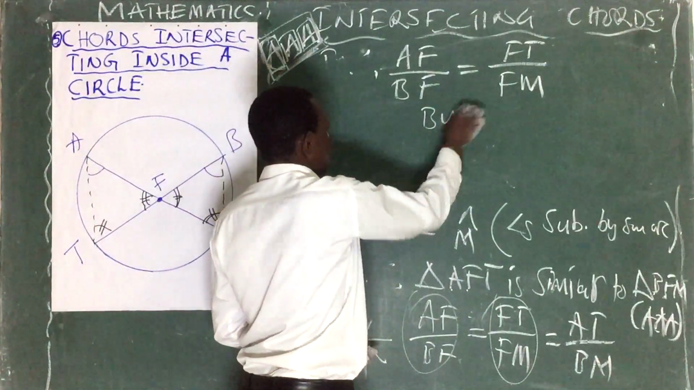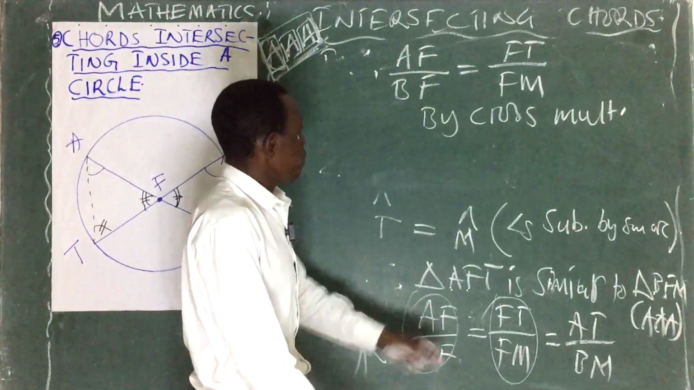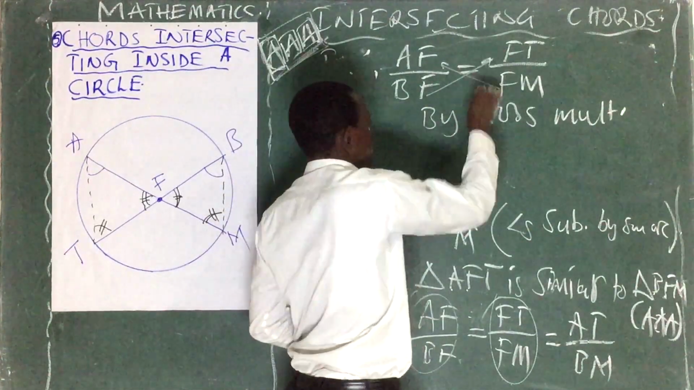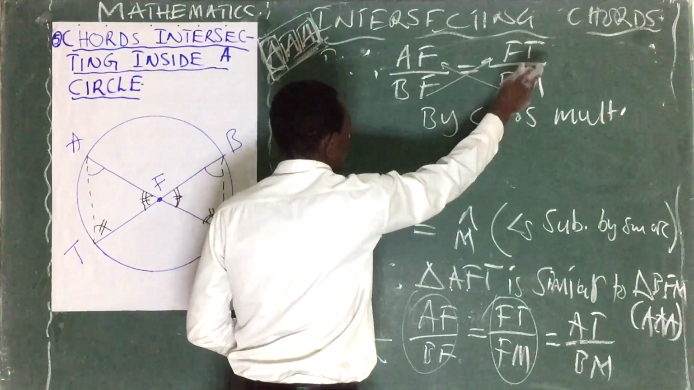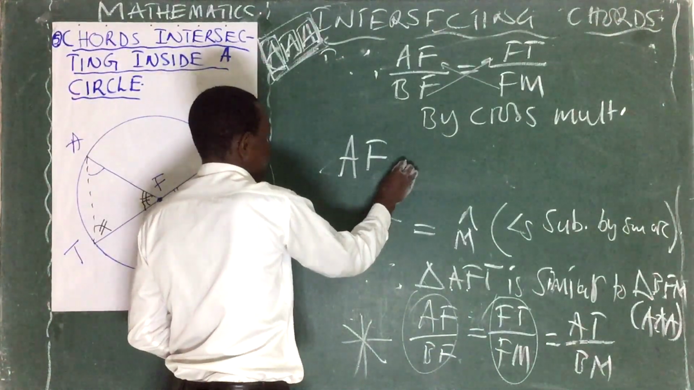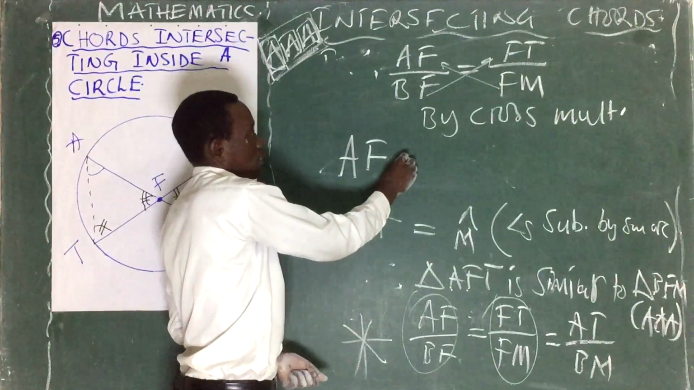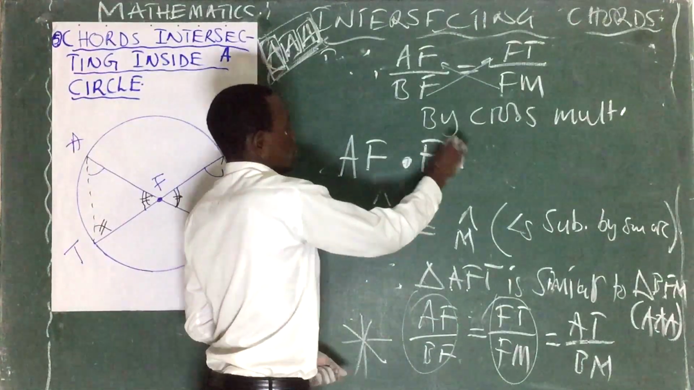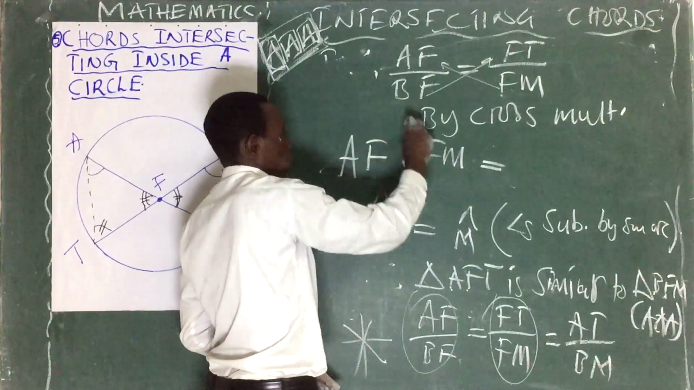So here I'll write, by cross multiplication, it means this side will multiply by that side, and this side multiplied by that side. So what do we have? We have FM multiplied by AF. This is a symbol of multiplication. When I write a dot here, it means multiplication. AF multiplied by FM is equal to FT multiplied by BF.